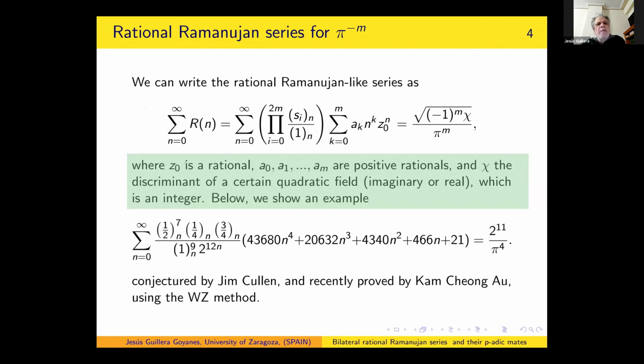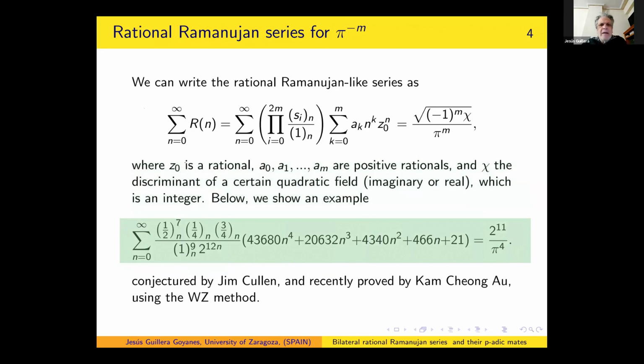An example of a rational Ramanujan series is this one. It was conjectured by Guillera and recently proved by Kam Cheong Au using the WZ method.